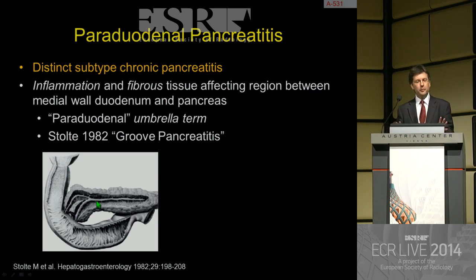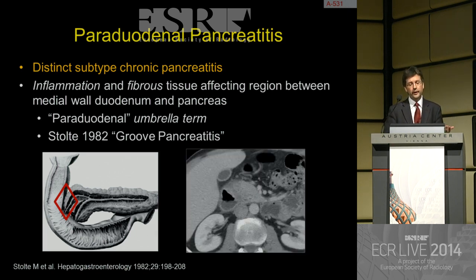It's a distinct subtype of chronic pancreatitis, which is characterized by inflammation and fibrosis tissue affecting the region between the medial wall of the duodenum and the pancreas, the duodeno-pancreatic groove. However, paraduodenal is an umbrella term, and the term that's often used and you'll be aware of is so-called groove pancreatitis. And I show an example here affecting the duodeno-pancreatic groove.